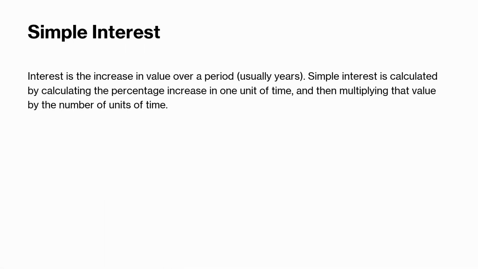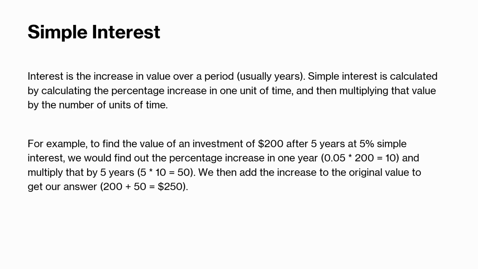Let's talk about simple interest. First, we need to define interest. Interest is the increase in value over a period of time, usually years. Simple interest is calculated by calculating the percentage of increase in 1 unit of time, or 1 year, for example, and then multiplying that value by the number of units of time. So we'll find the percentage increase in 1 year, then we'll multiply that number by, say, 5 years, if that's the question, then we'd add that to the initial value.